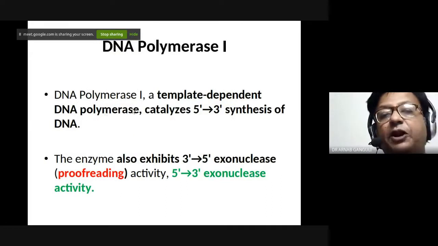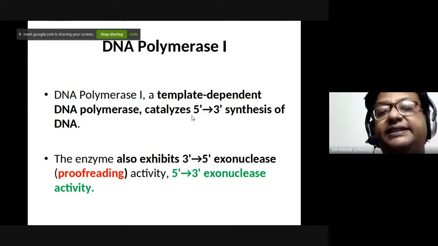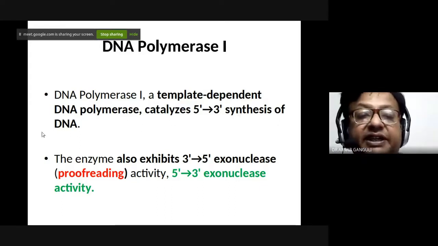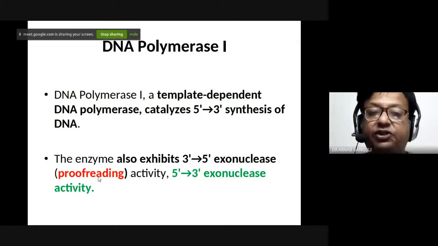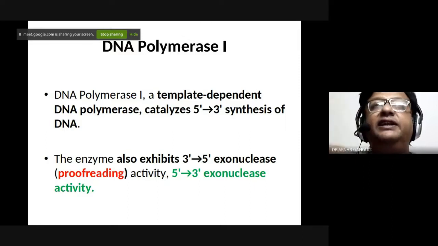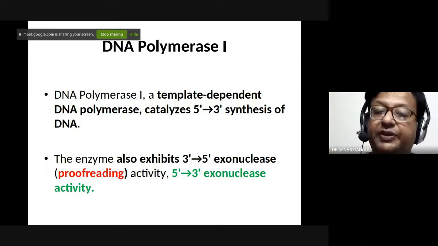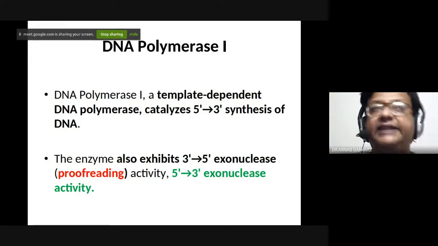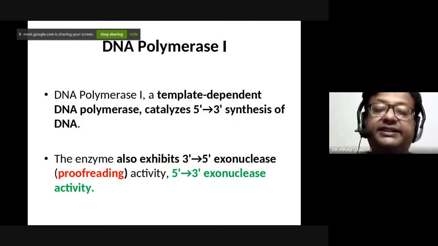So you know DNA polymerase 1 is a template dependent DNA polymerase. It catalyzes the 5' to 3' synthesis of DNA. This enzyme also exhibits 3' to 5' exonuclease activity. It is called proofreading. Like I told you, opposite to A, if by mistake instead of T there comes a G, then this proofreading part cuts it off from the 3' end, and the right nucleotide is again synthesized on top of it.